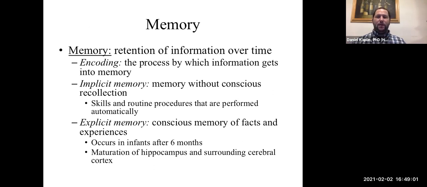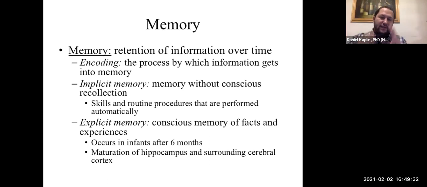Now, memory. Memory is the ability to retain information through time. And it has different processes and types. Encoding is the process of getting a memory in. There are other concepts called storage and retrieval. Storage is the process of holding on to a memory, and retrieval is the process of accessing a memory at a later date.